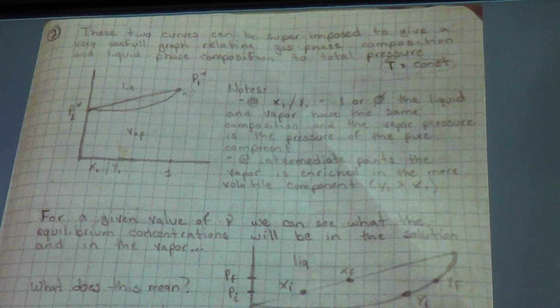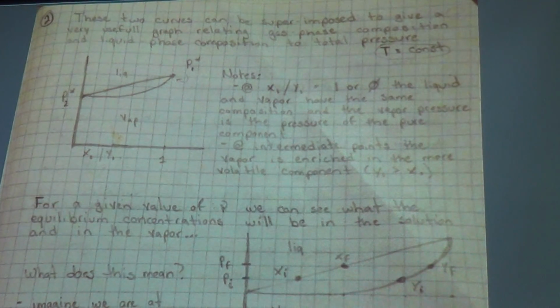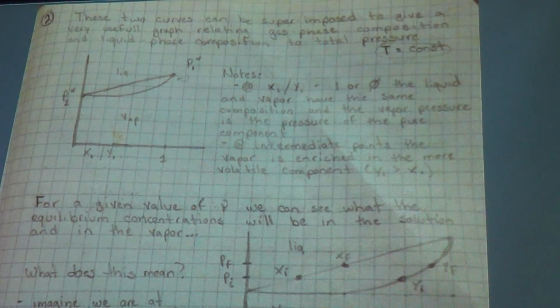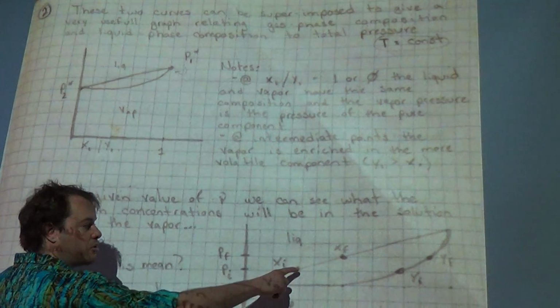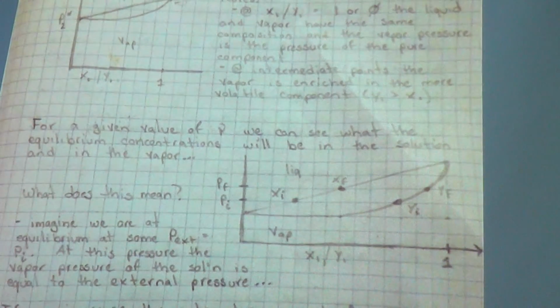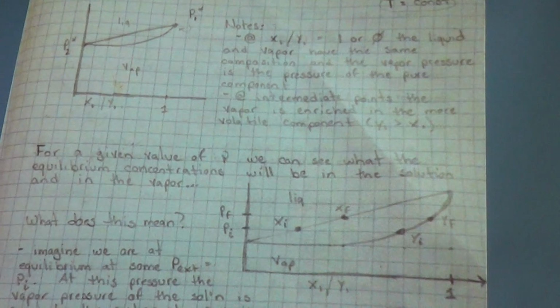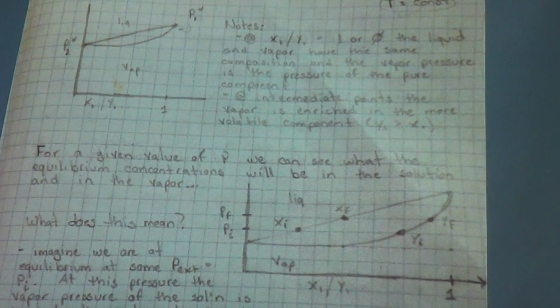So something to note about this graph, if you take a given value of the pressure and you connect dots between the mole fraction in the liquid phase and the mole fraction in the gas phase, in the vapor phase, what do you notice about the mole fraction of the vapor with respect to the mole fraction of the liquid?